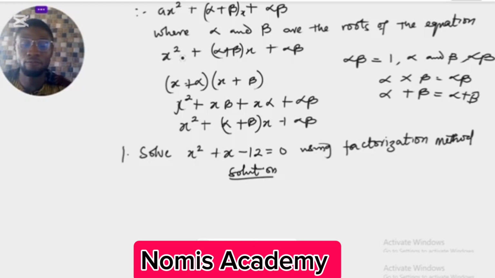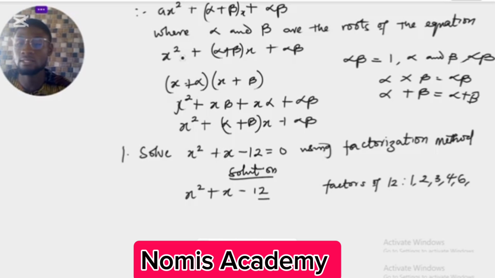Knowing fully well the form of a quadratic equation, x squared plus x minus 12, the first thing I will need to do is to find the factors of the last term. So by the side, factors of 12. So these are 1, numbers that can divide 12 without remainder: 2, 3, 4, 6, and finally we have 12. So these are the factors.